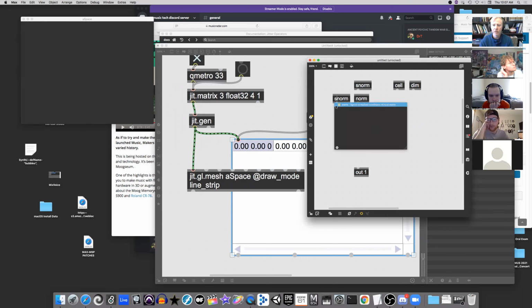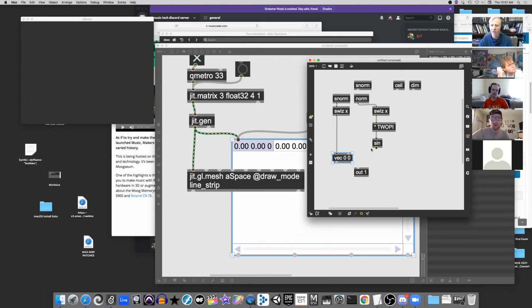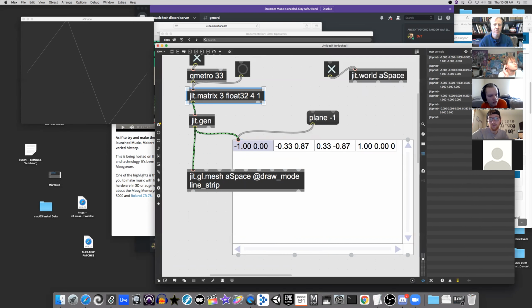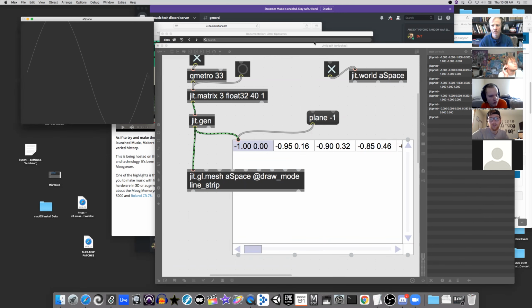So let's use S norm. We'll swizzle out the x again here. And so now when we pack up a vector, we'll say that x goes from -1 to +1. And y is going to follow this sine wave trajectory, up and down. And we'll just leave z at 0. And so there's a really crappy sine wave. Why is it so not curvy? Because we just don't have enough points here. So we can easily change the dimensions of this, and then it looks like a sine wave.